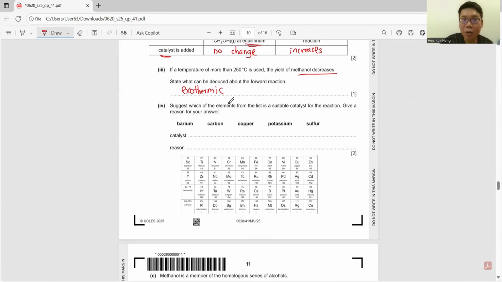Number 4, suggest which element of the list is a suitable catalyst. We know a catalyst is usually a transition element. If you're not sure which one is the transition element, you can refer back to the periodic table. So copper is the only transition element. Others are not transition elements. So the answer is just copper.